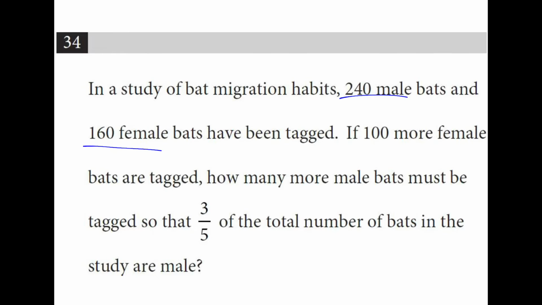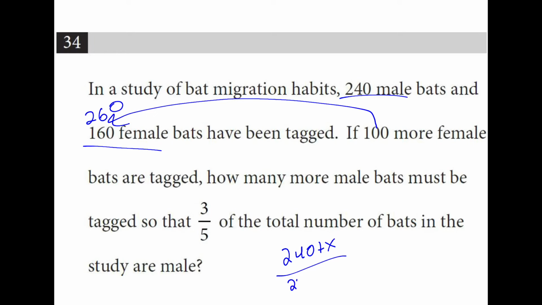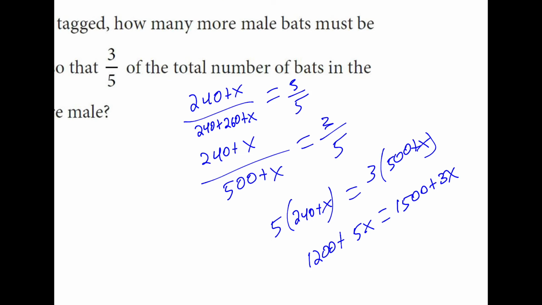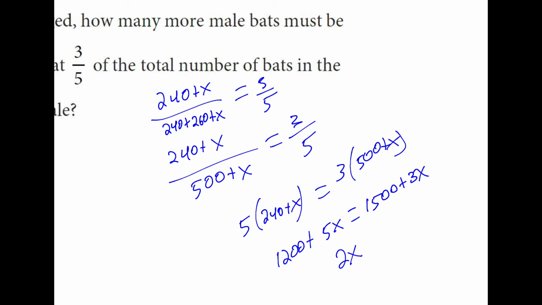240 male, 160 female bats have been tagged. 100 more females, so now it's 260. How many more male bats must be tagged so that 3/5 of the total number of bats in the study are male? So 240 plus x out of 240 plus 260 plus x is equal to 3 over 5. So I can actually cross multiply and have 5 times 240 plus x is equal to 3 times 500 plus x. If I distribute the 5 and the 3, and then I move the x's to the left and the numbers to the right, I find that x is equal to 150.